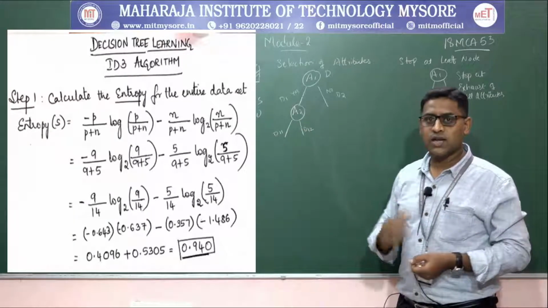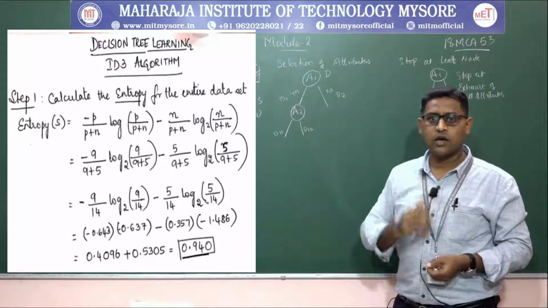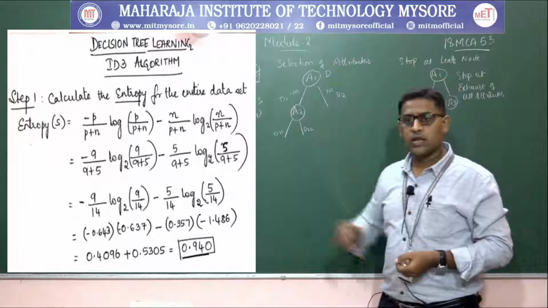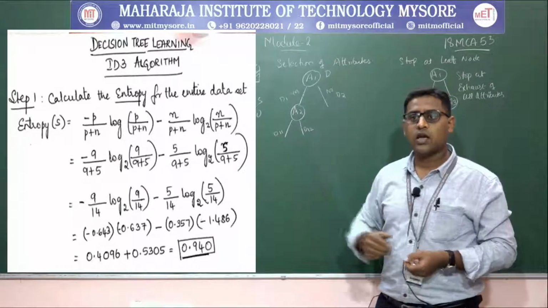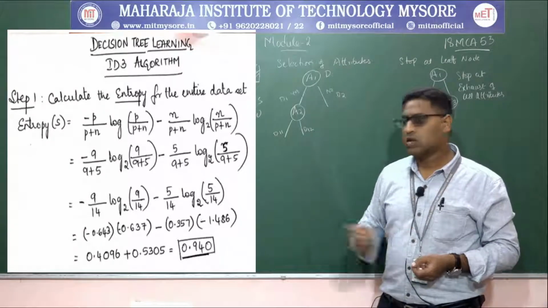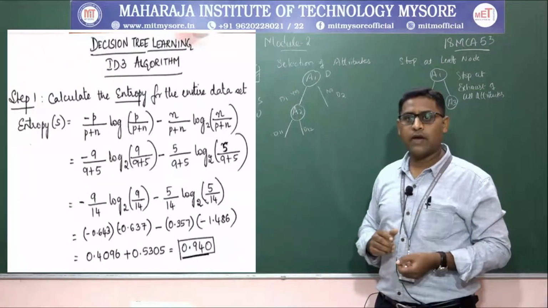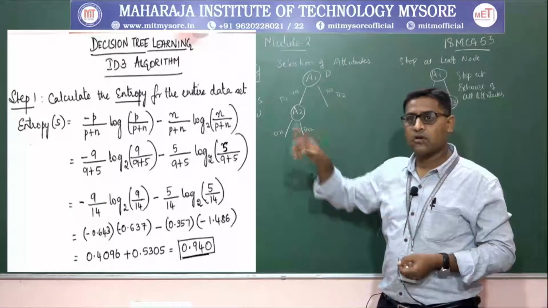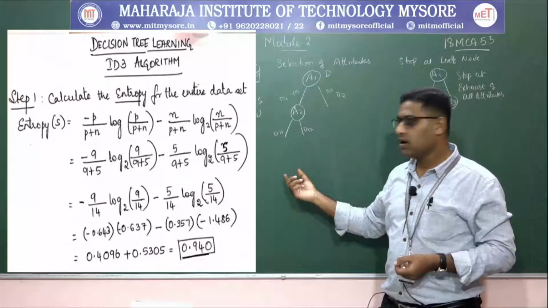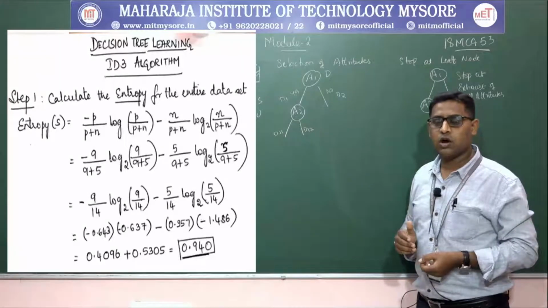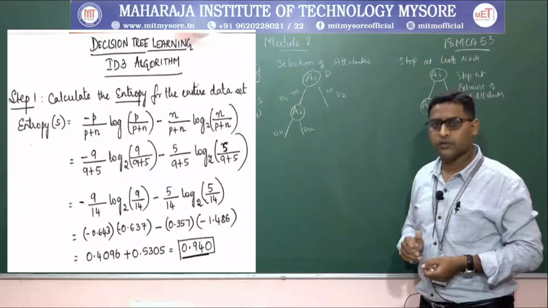When you use the log function in your calculator and compute the value, you will get the final value as 0.940. So 0.940 is the entropy value for the entire data set.